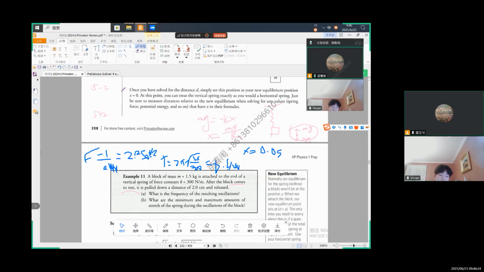So just remember, when there is vertical oscillation like that, there is going to be an equilibrium point, right? And you have to find that original length, which is not exactly the original length of the spring, right?